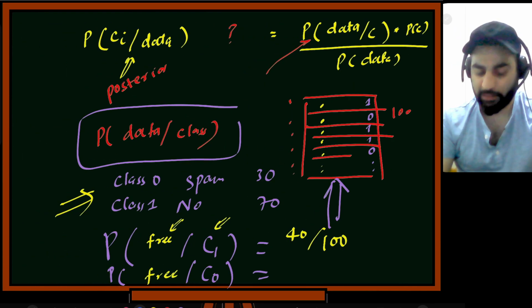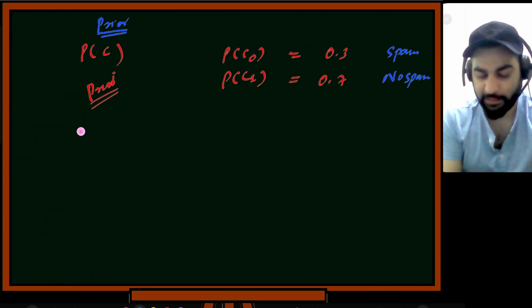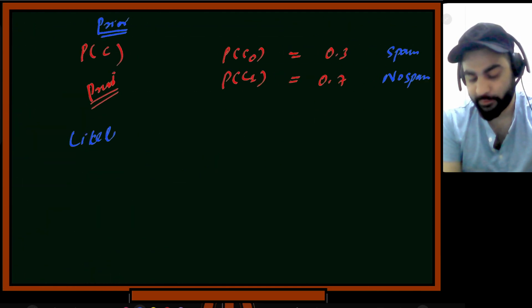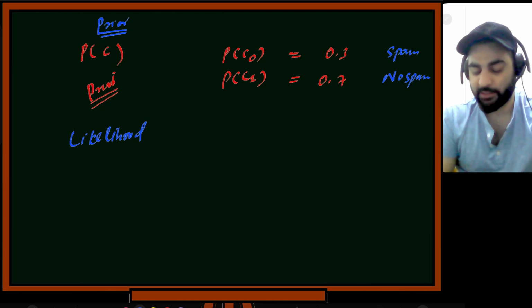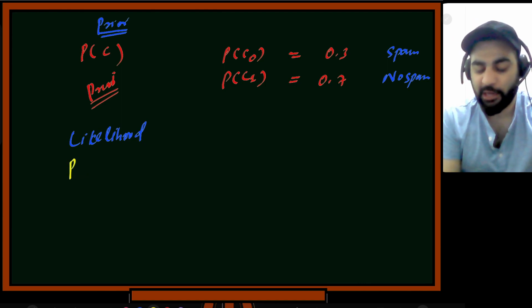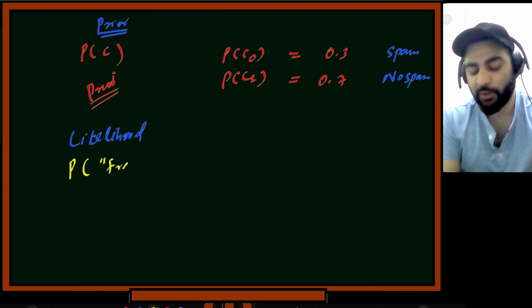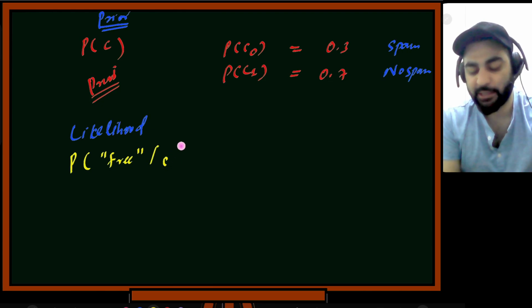So what about this likelihood? I'll also write likelihood here. Likelihood is given that I observed data. So now we have different features. I'll say the probability that this word free is in the data, given that it is in class 1. So this is easy to compute.